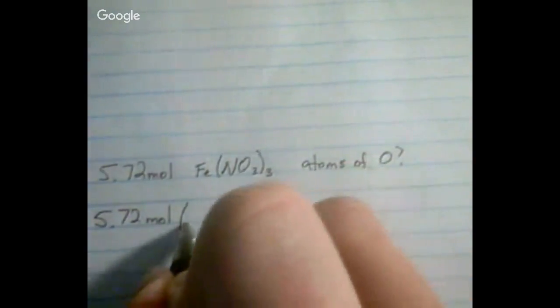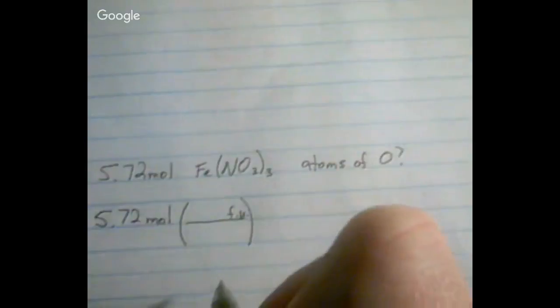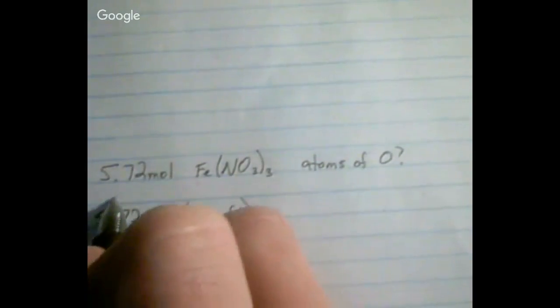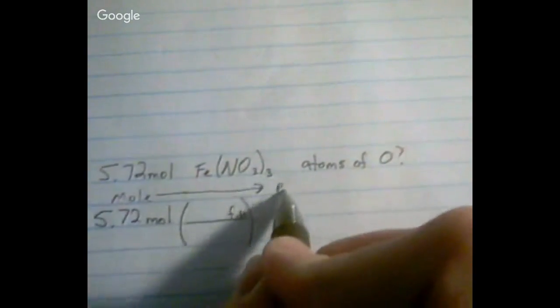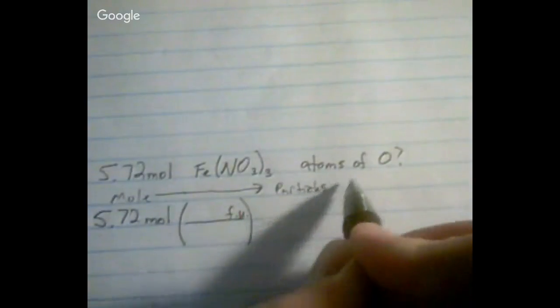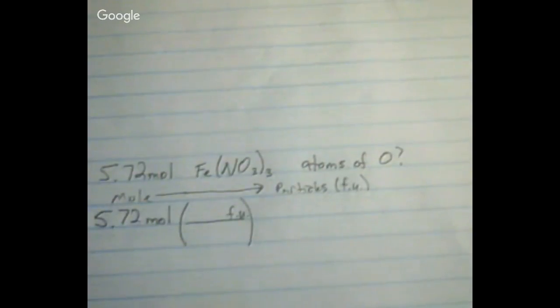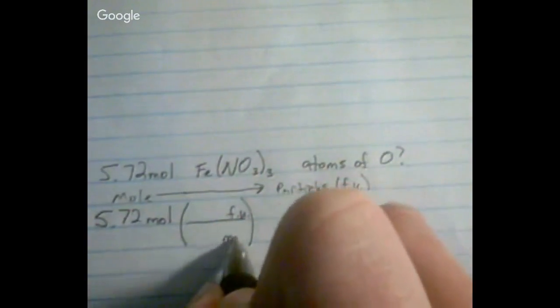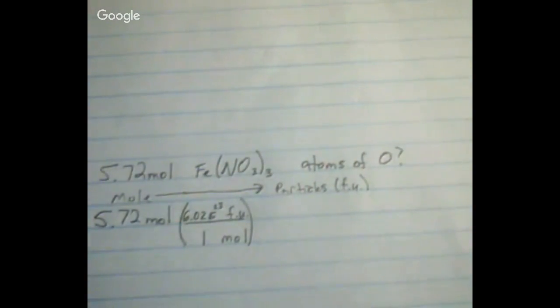Okay, so we've got to do a conversion here. We want to go from moles to formula units. So I'm going from moles to particles. In this specific example, we're calculating formula units, not molecules, not atoms, formula units. So we have to get moles to cancel out. We know that 1 mole is 6.02 times 10 to the 23rd formula units.